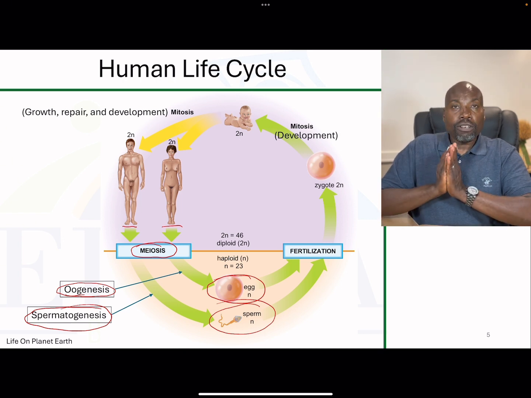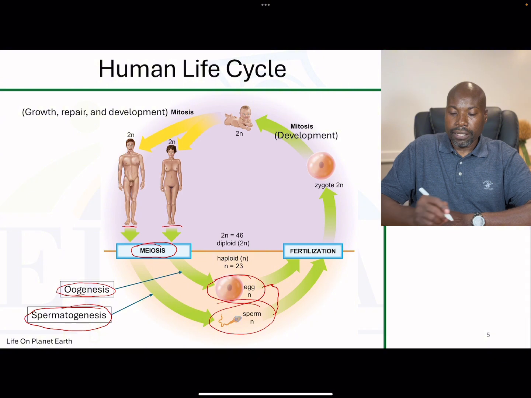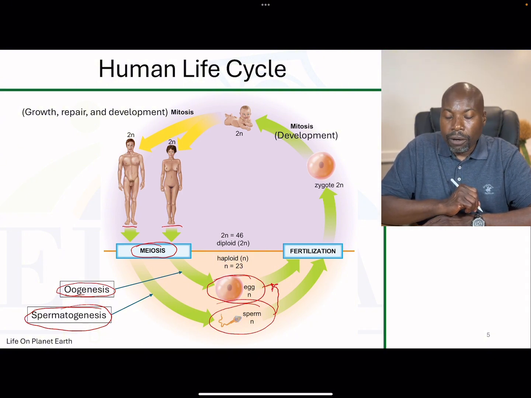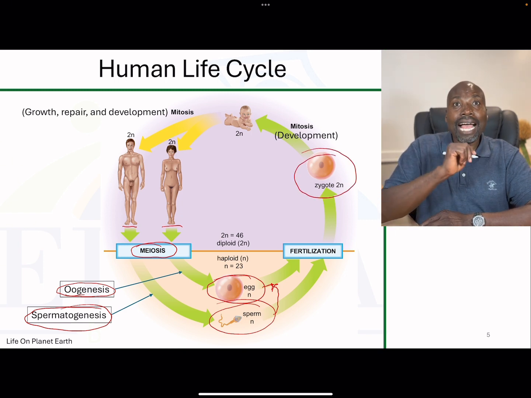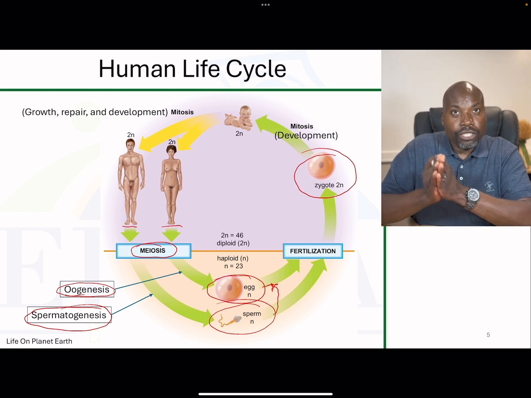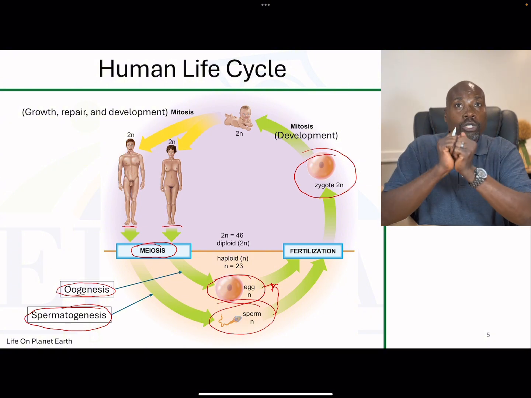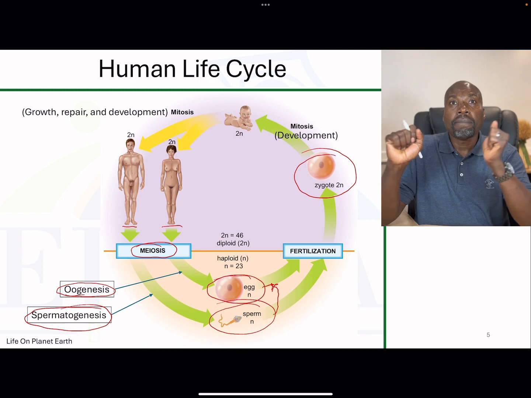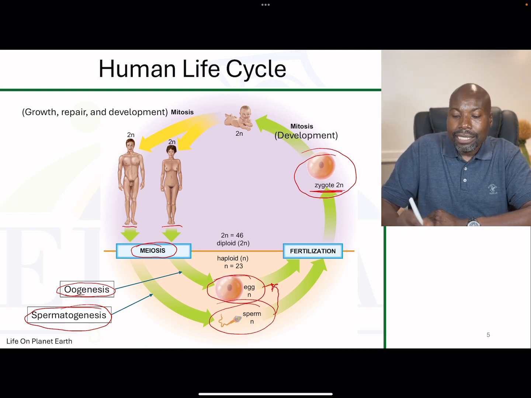Now, in the process of fertilization, the egg is going to be fertilized by a sperm cell. And as it gets fertilized by a sperm cell, we have the production of a zygote. That zygote actually reconstitutes the diploid stage, right? So we have n plus n, that makes it 2n, right? 23 plus 23, that makes it 46. Now we have a zygote that is diploid.